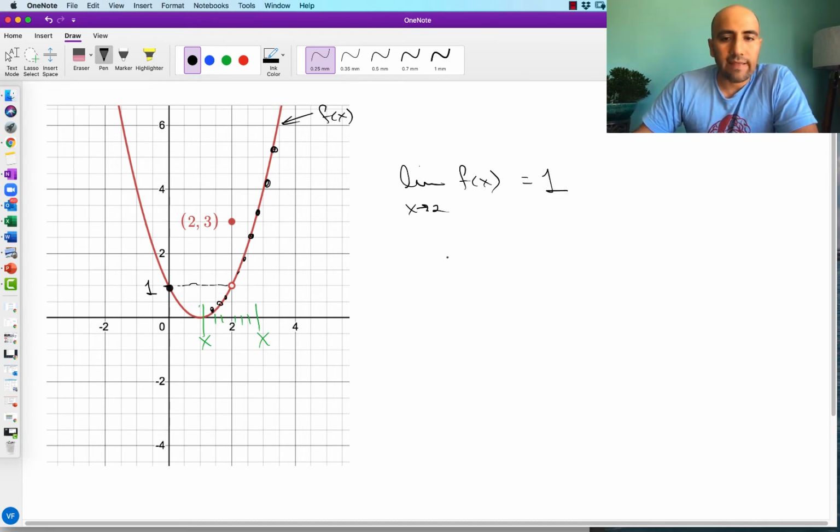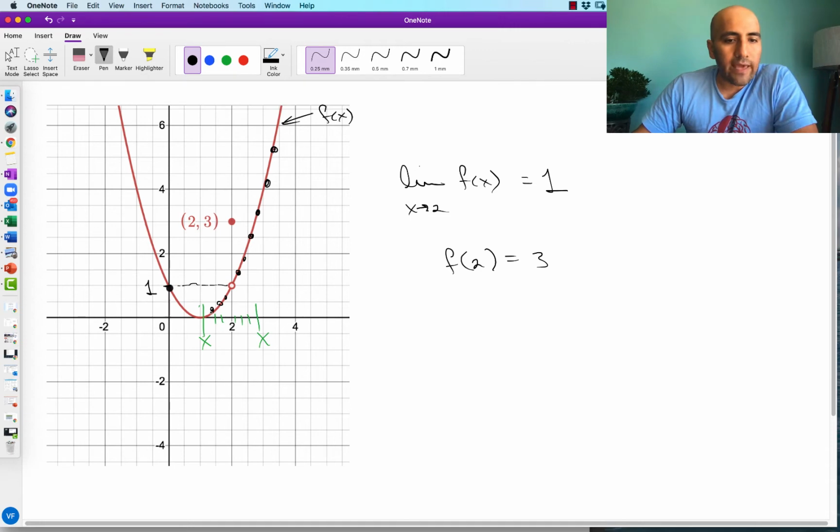And again, note that the actual value of my function at 2 is equal to 3. And that's okay. The limit exists. The limit cares about the pattern of where the output values are heading, right? What it looks like. It looks like it's heading that way, right?